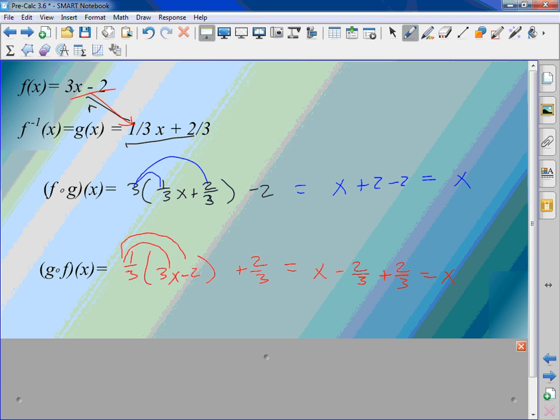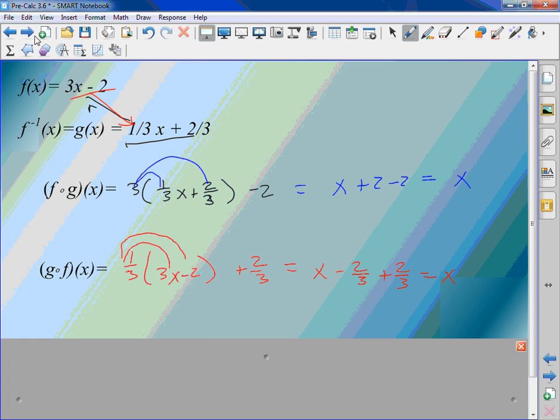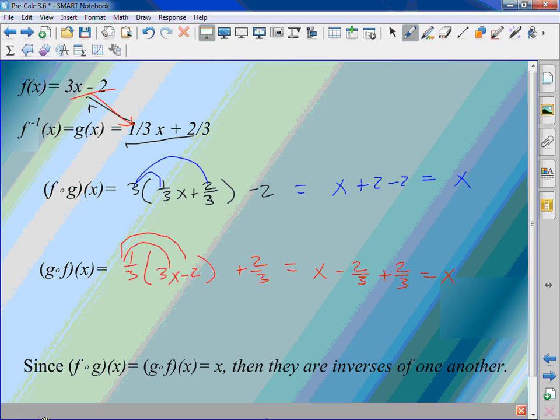What did you notice? They're the same answer, and they're both equal to x. If you need to find out if two things are inverses of one another, find f of g and g of f. To prove that two things are inverses of one another, find f of g and g of f. These two look familiar, right? Isn't that the problem right there? So proving that these two were inverses of one another, you can take f of g and g of f. And that's pretty much what we just said. Since f of g equals g of f, then they are inverses of one another. And they should both equal x.